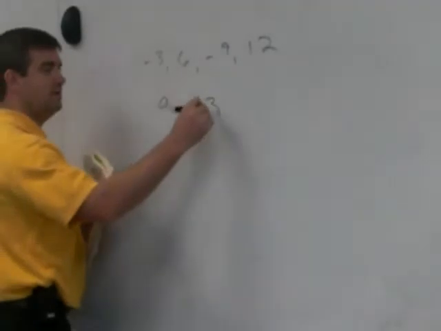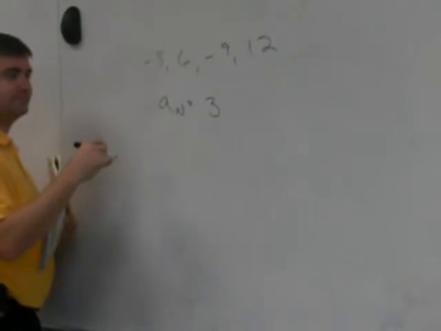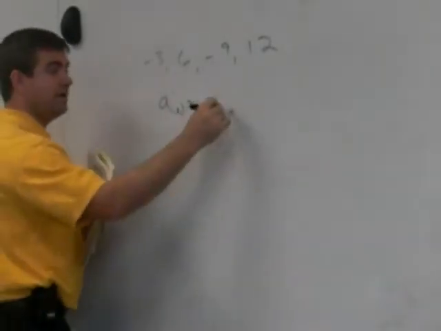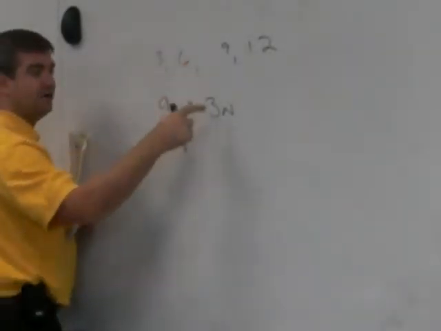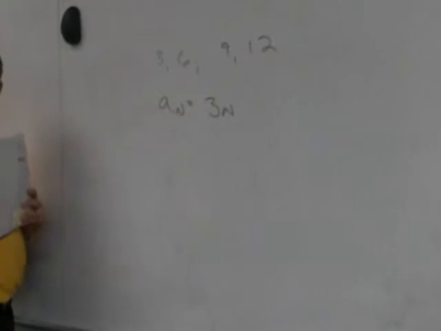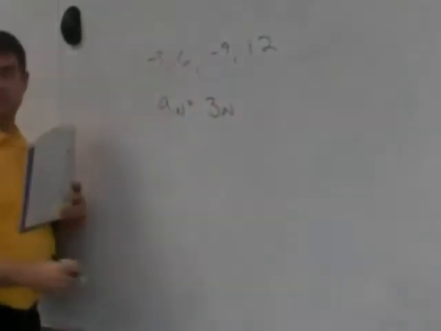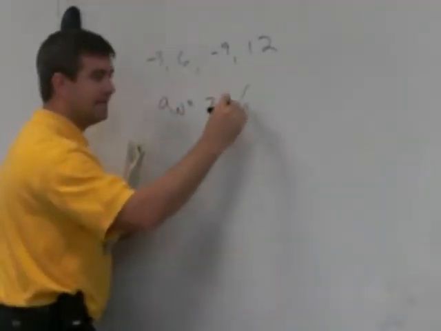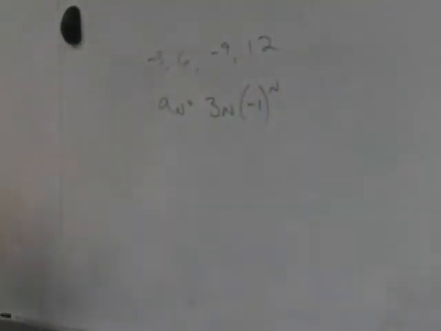3n. 3n. 3n times -1. All right, so here, let's look at this. Everybody, eyes up here. If I took the negatives off, would 3n work? Yes. So 3n would work. So we got to somehow figure out how to make the first term negative. Then the second term was positive. Then the third term was negative, and so on and so on. The way we do that is we tack on a -1 raised to the n power. You probably wouldn't have known that right off the top of your head.